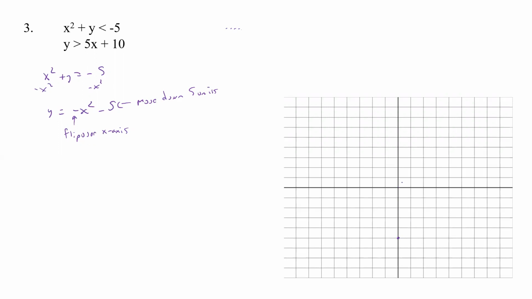And so normally it would be like 1, 1. And so now it's going to be coming down like that. It's going to come down like that, okay? And so that's the first one.